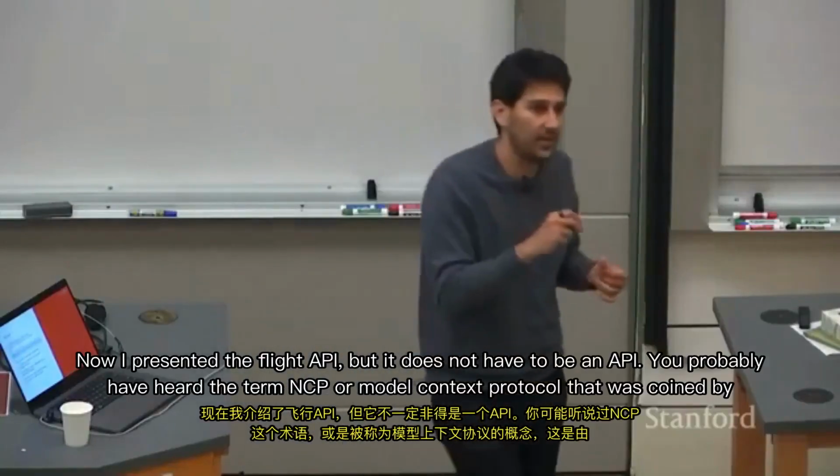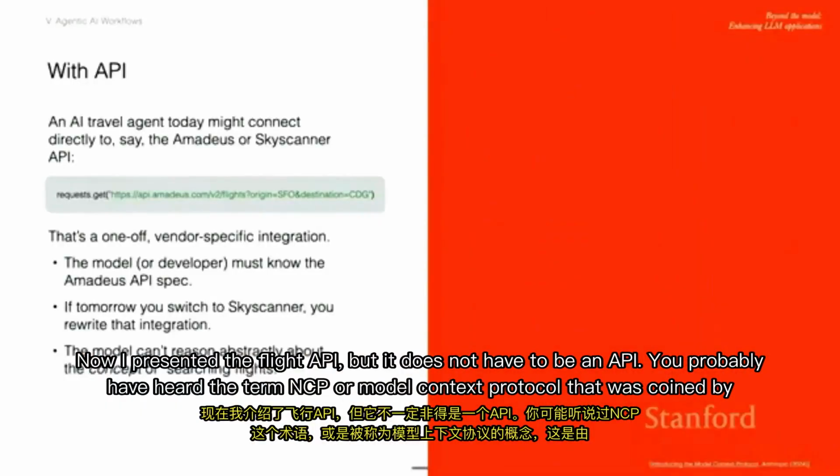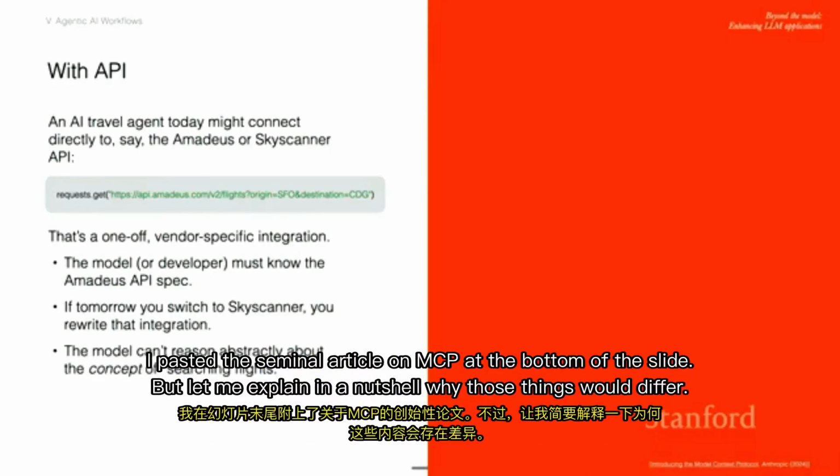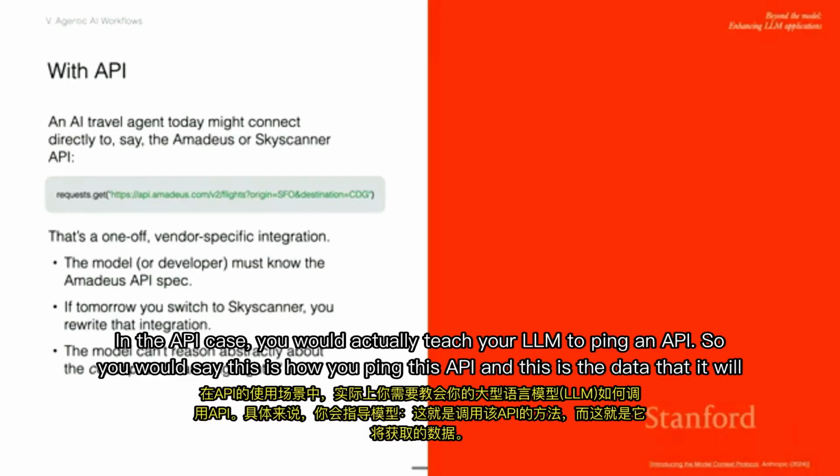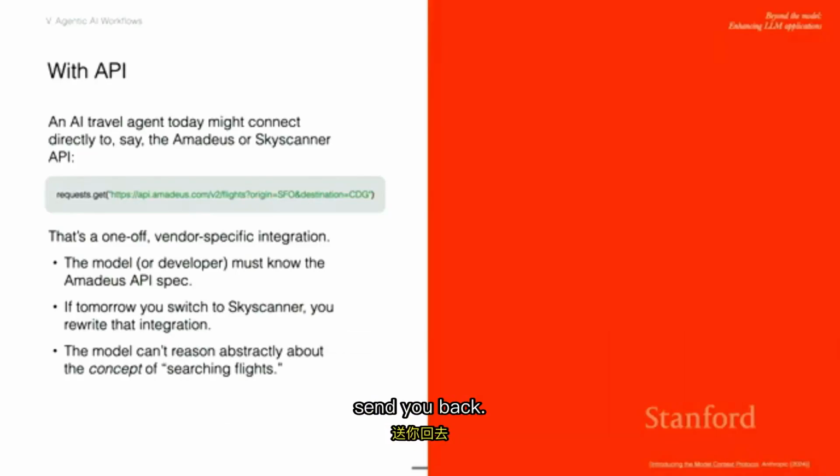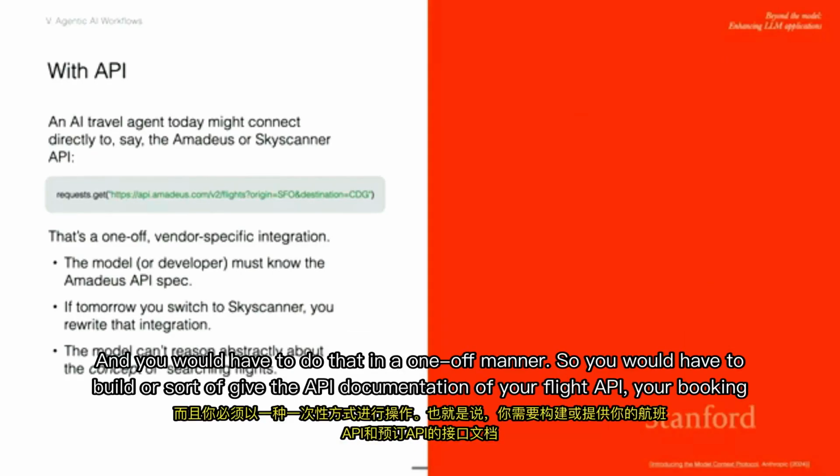Now, I presented the flight API, but it does not have to be an API. You probably have heard the term MCP, or Model Context Protocol, that was coined by Anthropic. I pasted the seminal article on MCP at the bottom of this slide, but let me explain in a nutshell why those things would differ. In the API case, you would actually teach your LLM to ping an API. So you would say, this is how you ping this API, and this is the data that it will send you back. And you would have to do that in a one-off manner.